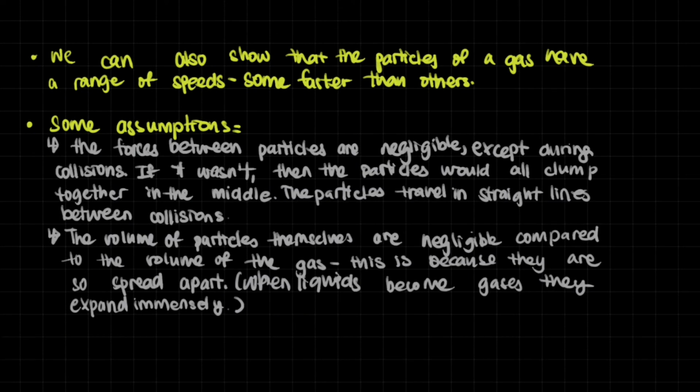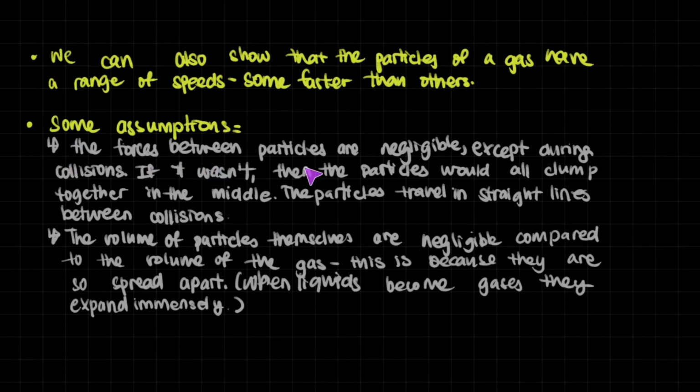So using the kinetic model of matter, we can also show that the particles of a gas have a range of speeds. Some are faster than others, and you're all going to come to these conclusions at the end of this video, to be specific. So before we start with anything, we're also going to lay some more groundwork and some more assumptions. Let's go to the first one.